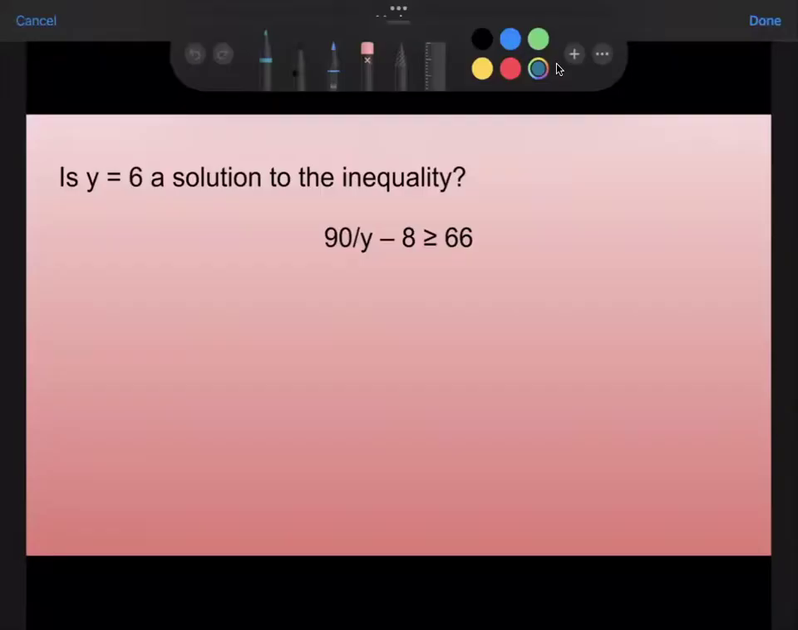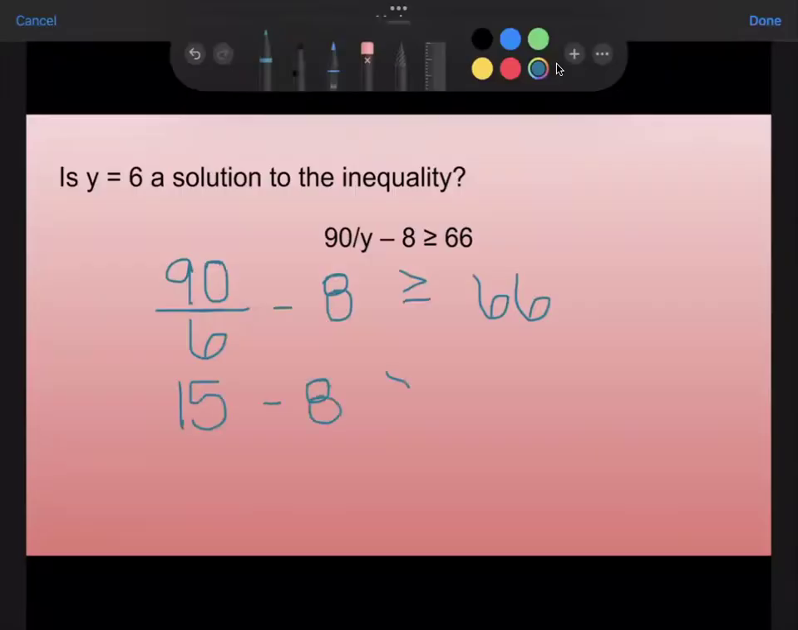Okay, here is our last example for today's video. Is y equals 6 a solution to the inequality? Well, let's find out. I'm going to start by rewriting the inequality: 90 divided by y minus 8 is greater than or equal to 66. My first step is to replace y with 6. Now, according to order of operations, I need to do the division first. So I'm going to take 90 and divide it by 6, and I will get 15 minus 8 greater than or equal to 66.